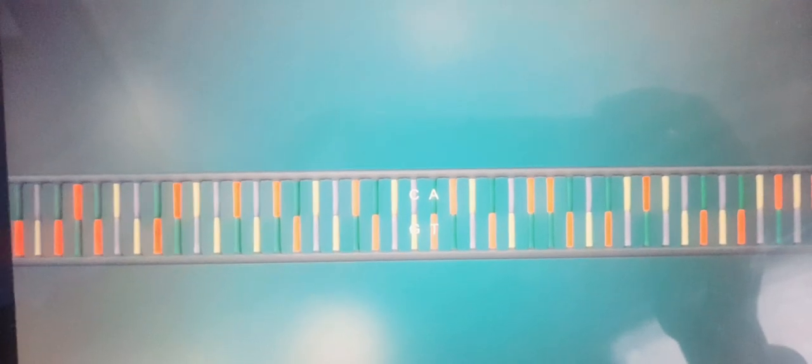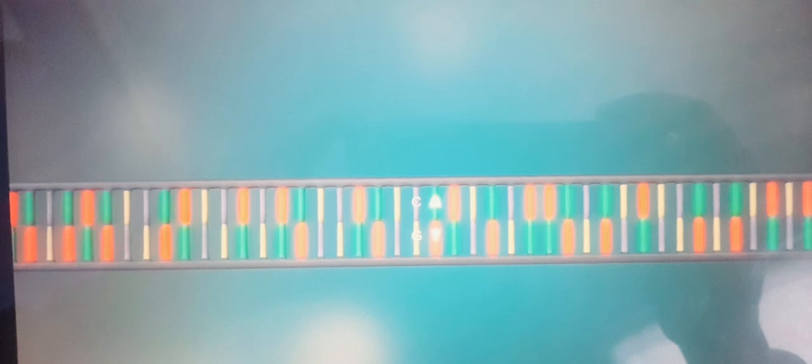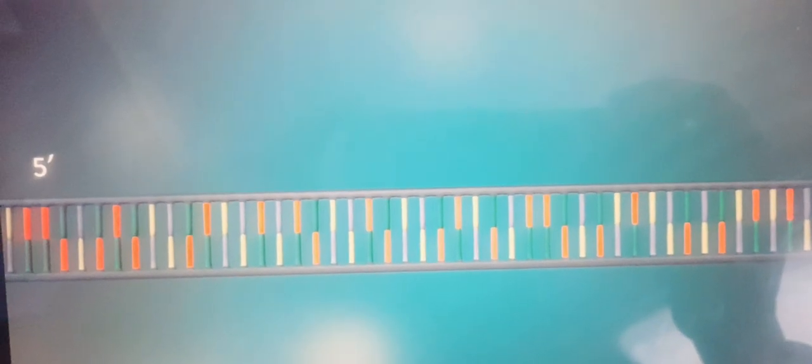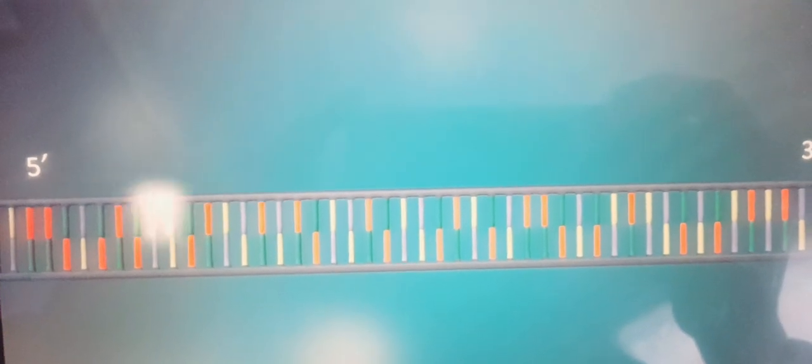Each strand has a 5' end and a 3' end, and those two strands run in two directions. It can either be from 5' to 3' or from 3' to 5', and these determine the strand which is being replicated.